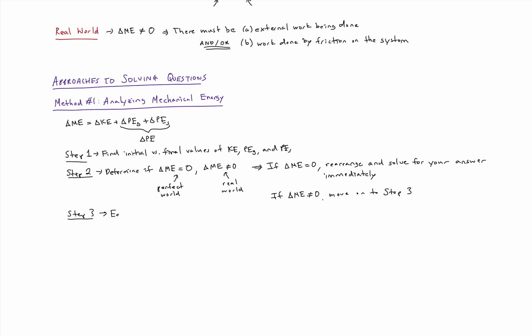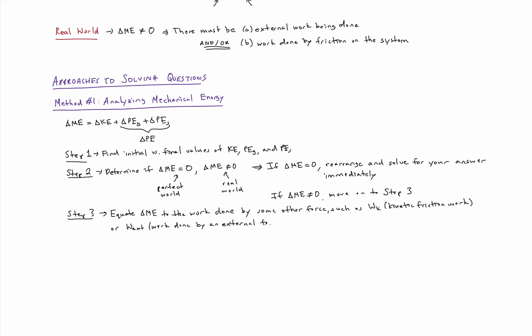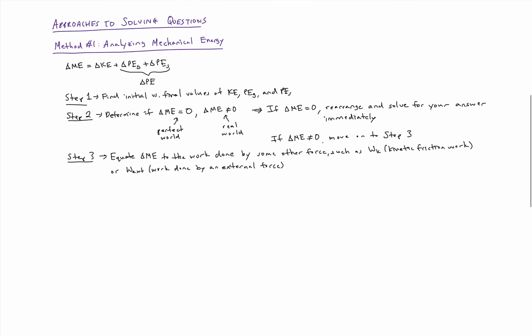In step 3, we have to equate delta ME to the work done by some other force, such as WK for the work done by kinetic friction, or WEXT, which is the work done by an external force. So this summarizes one method of solving work energy equations. And this method means that you have to come up with the equation yourself in order to solve.